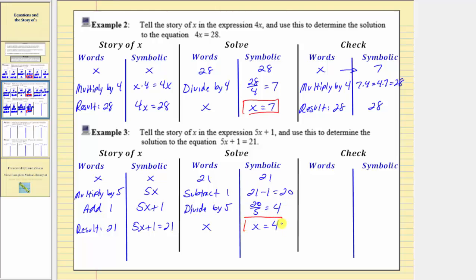Let's go ahead and check our solution. So we are going to rewrite the story of x. So we have x, which we know is equal to 4. We multiply by 5, which should be 4 times 5, which is equal to 5 times 4, which equals 20. Next step in the story is add 1. 20 plus 1 equals 21. We want the result to be 21, which is what we have, which verifies our solution is correct. We'll look at 2 more examples in part 2.